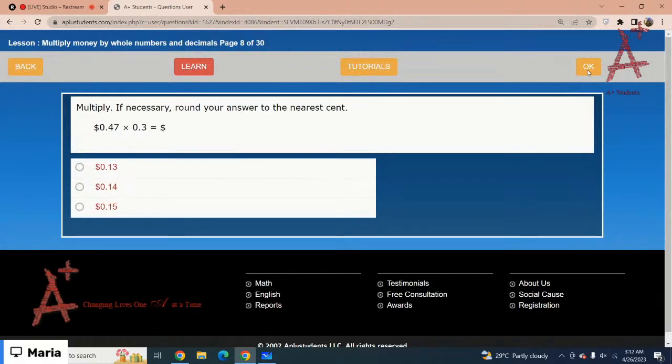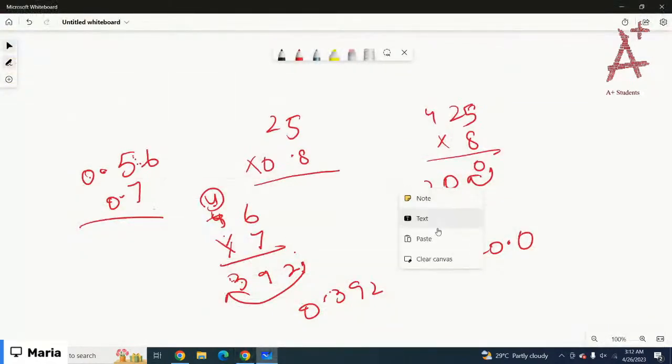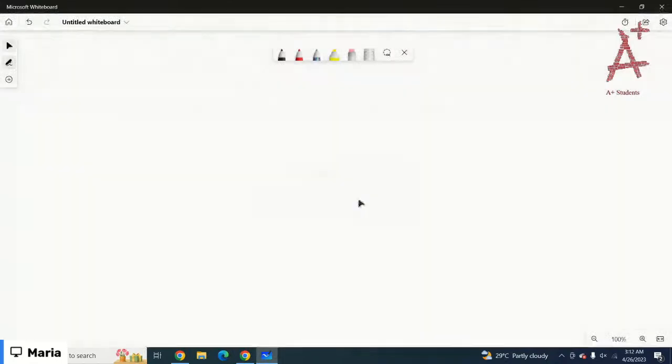So the next one is 0.47 times 0.3. Let's just multiply here without the decimal. Here you have 2 decimal places and here you have 1. That means in total you have 3 decimal places. So let's just multiply 47.